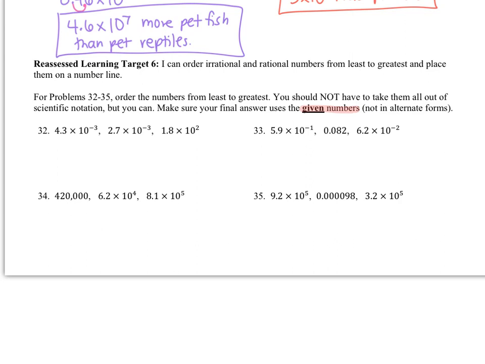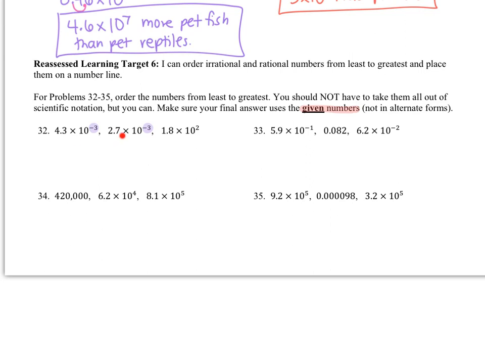Number 32, they're actually all in scientific notation. So to determine which numbers are bigger in scientific notation, you look at their powers first. So I've got -3, -3, and +2. So I have two powers that are the same. So I need to investigate those further. But since these are both -3 and this is 2, I know that this one's the biggest because it's got a positive exponent. These two are negative, and 2 is bigger than both these numbers. So this will be my last one.